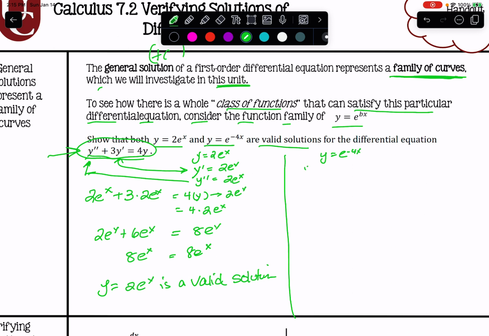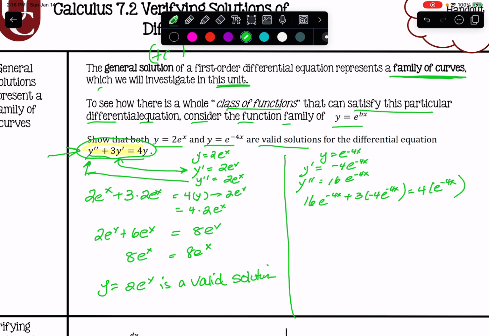So let's go over here and look at e to the negative 4x. We would take the derivative: y prime is equal to negative 4e to the negative 4x. y prime prime would be 16e to the negative 4x. All right, and so then we go back to our differential equation and we put these values in. So we get 16e to the negative 4x plus 3 times y prime, which is negative 4e to the negative 4x, is equal to 4 times y, which is e to the negative 4x.